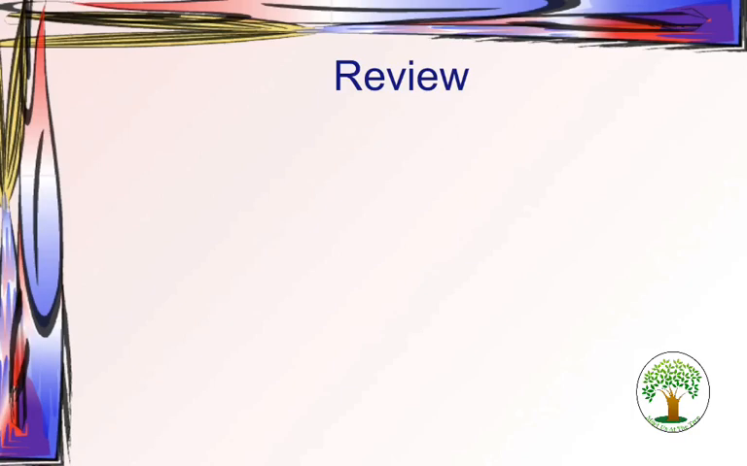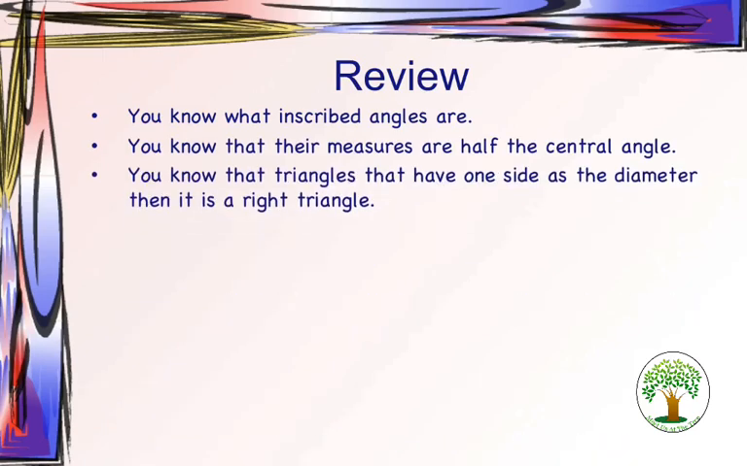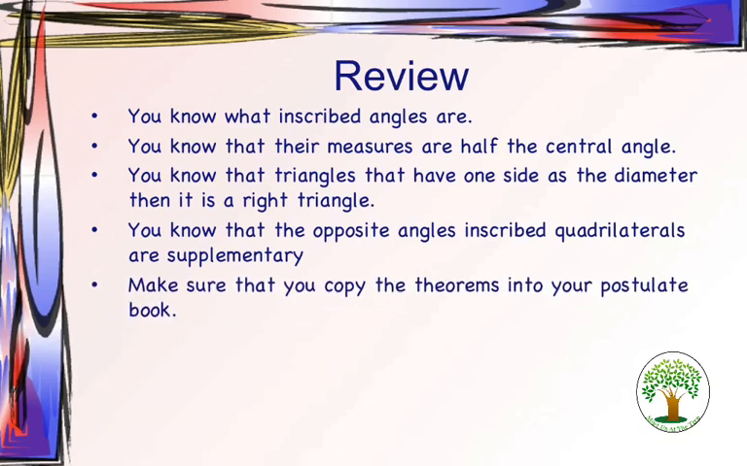All right, that concludes this lesson. This is what we've learned so far. When you know what inscribed angles are, you know that the measure is half the central angle. You know that triangles that have one side as the diameter are right triangles. You know that the opposite angles of an inscribed quadrilateral are supplementary.